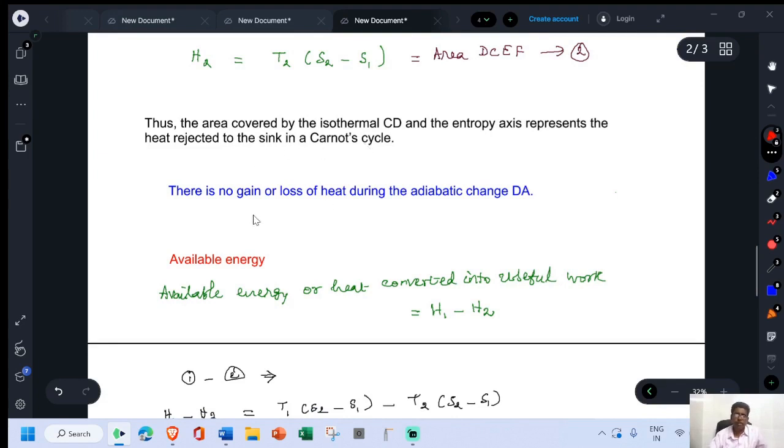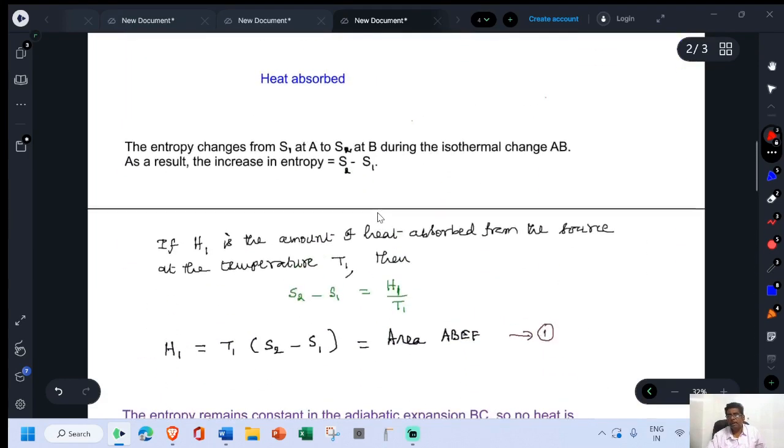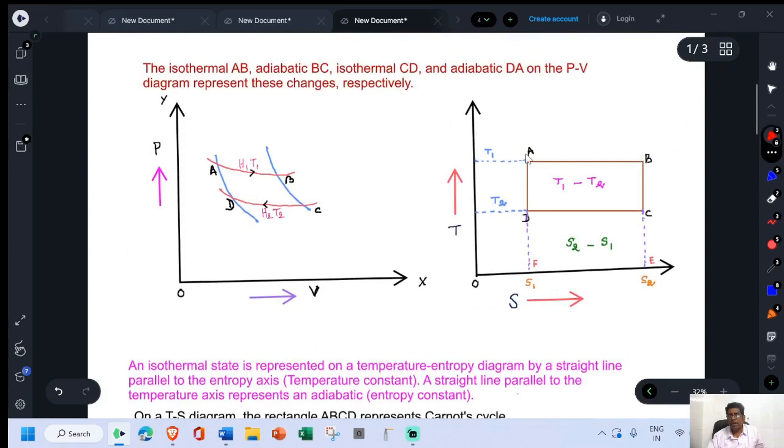There is no gain or loss of heat during the adiabatic change DA. We know that DA is an adiabatic line. Here no heat is absorbed or rejected, but the entropy remains constant. The entropy value is S1.